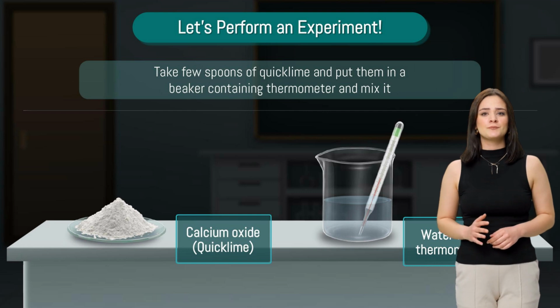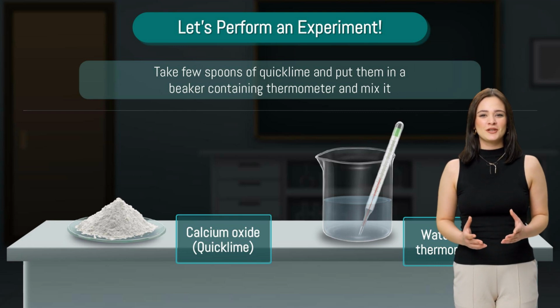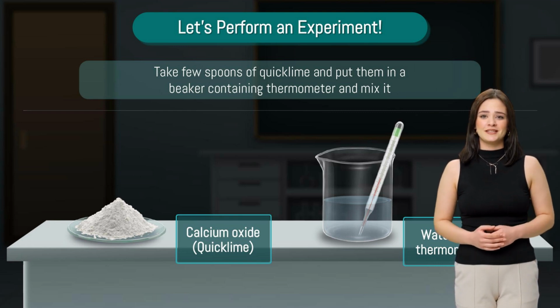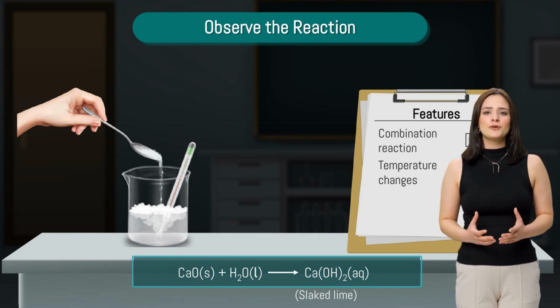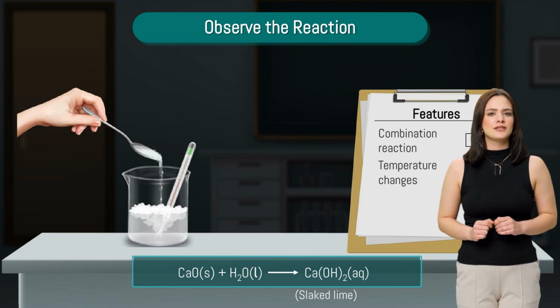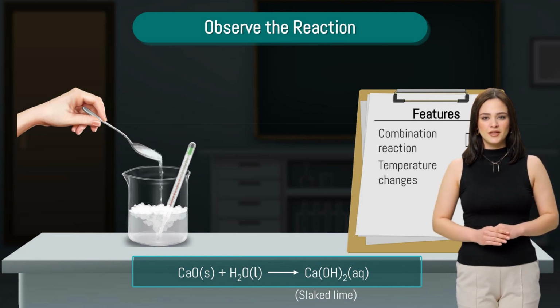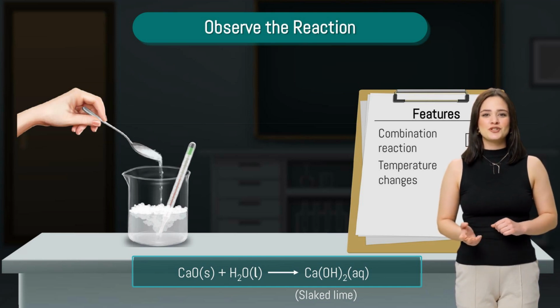Let's perform an experiment. Take a few spoons of quicklime and put them in a beaker containing a thermometer and water. Now we carefully introduce the solid quicklime into the water. Watch closely. The moment the 2 substances combine, a chemical reaction begins. As shown by the equation below, calcium oxide, CaO, reacts with water, H2O, to form calcium hydroxide, or slaked lime, Ca(OH)2.